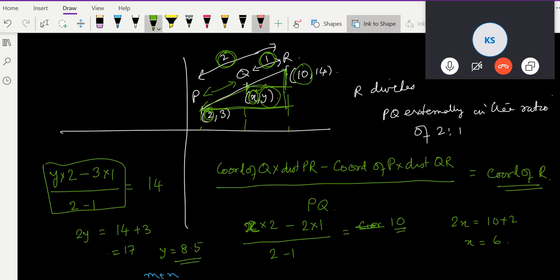It won't. Very, very good question. So let's try it out. Let us take this as 6 and this as 3, right? So we'll go with the same logic. Coordinate of Q. Coordinate of Q is x.